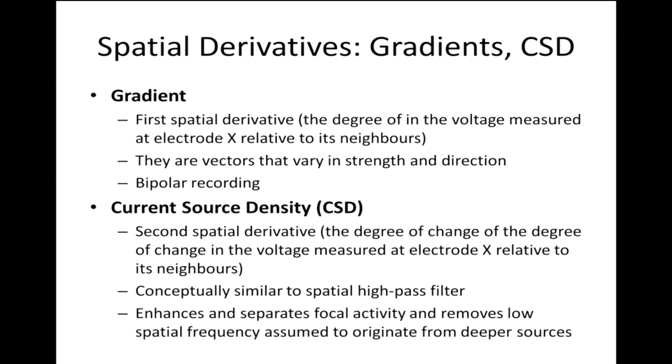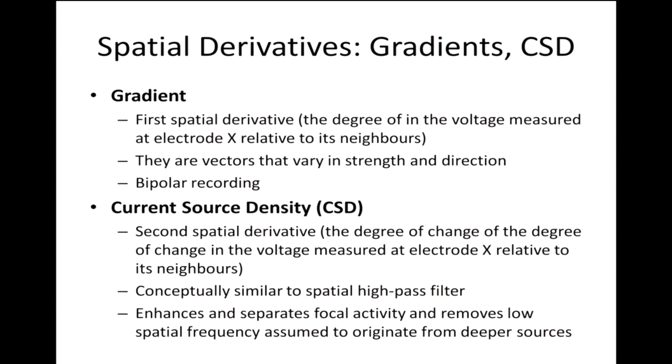Then the current source density, or what we call the surface Laplacian. This is the degree of change of the degree of change. If the first one is more like speed, which is the degree of change over time or distance, now it is the change of the speed, meaning acceleration, metaphorically. So that's the current source density, and conceptually or mathematically it's very similar to applying a spatial high pass filter.